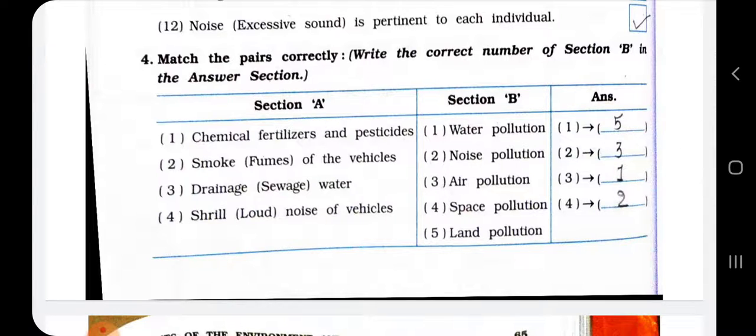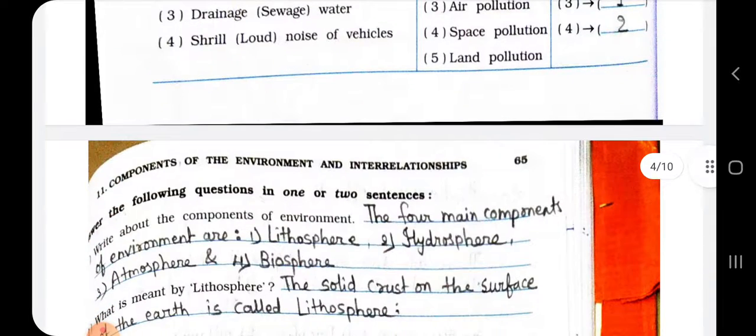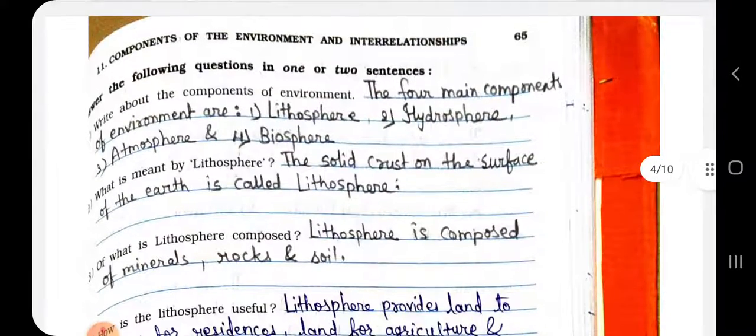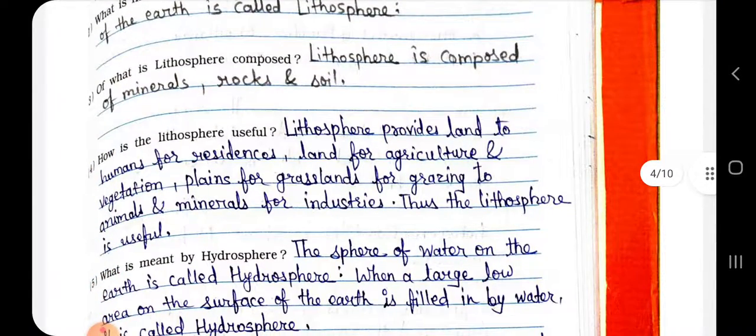Matching. Chemical fertilizer and pesticides: 5, land pollution. Smoke fumes of the vehicles: 3, air pollution. Drainage sewage water: 1, water pollution. Shrill loud noise of vehicles: 4, 2, noise pollution. So these are the objectives and these all are the question answers which are given here.